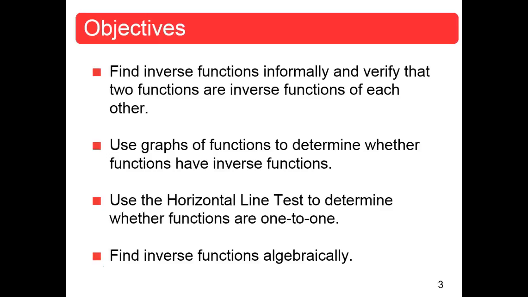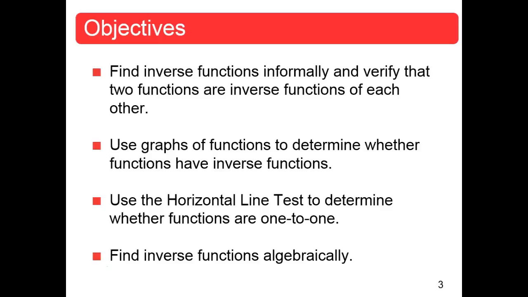So we'll find, and the way the book does it, I really don't care for it, but we'll do it this way. Find the inverse functions informally. In other words, you're guessing, and then you verify that two functions are inverse functions of each other. You make a guess, and you see if they work, okay? Kind of like factoring, sometimes, isn't it? Okay. Then we'll use graphs of functions to determine whether the functions have inverse functions. Because guess what? Not every function has an inverse function. Okay? So we'll use graphs to help determine that.